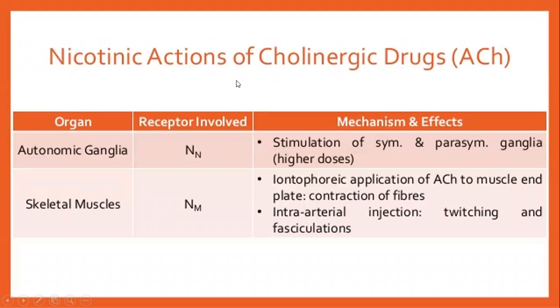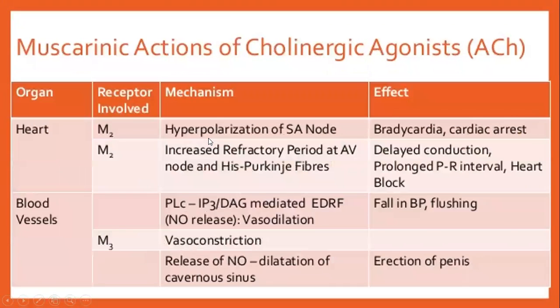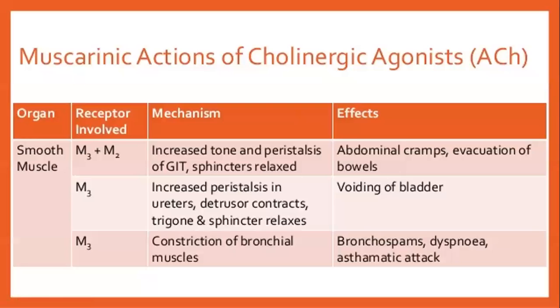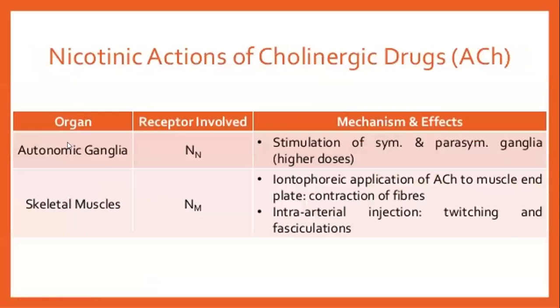And nicotinic actions of cholinergic drugs. These are all muscarinic actions: heart, blood vessels, smooth muscles, glands, and eyes. Next, cholinergic actions on nicotinic receptors: cholinergic drugs also bind with nicotinic receptors. The nicotinic receptors are present in the autonomic ganglia. So both sympathetic and parasympathetic ganglia are stimulated. Then what will happen as a result of stimulation?